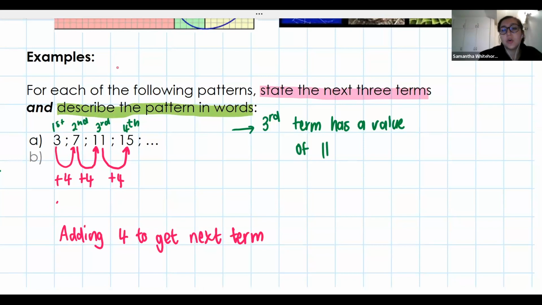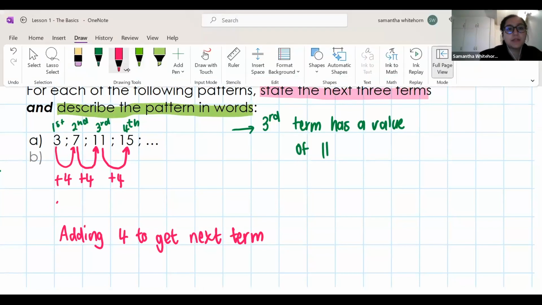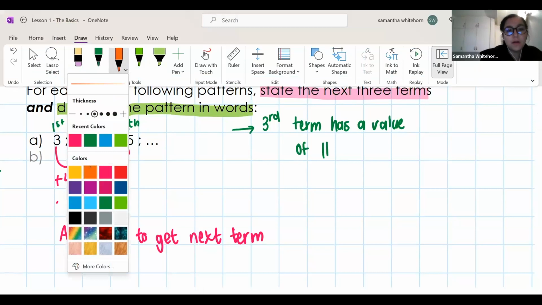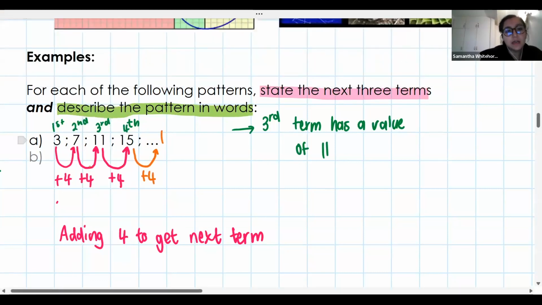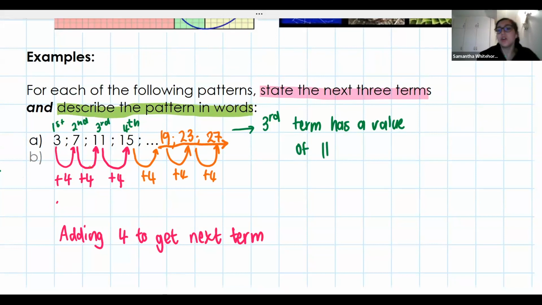But now I actually need to go and state the next 3 terms. So if I keep this idea going and I keep adding 4, 15 plus 4 is 19. 19 plus 4 is 23. 23 plus 4 is 27. And so I've got the next 3 terms of my pattern by continuing the relationship that I saw. And so this is how we need to approach patterns. We need to look at the pattern that we've been given and decide, am I adding values? Am I subtracting values, multiplying, dividing, squaring? What am I doing to get from one term to the next?